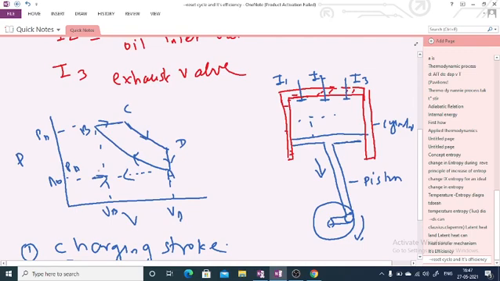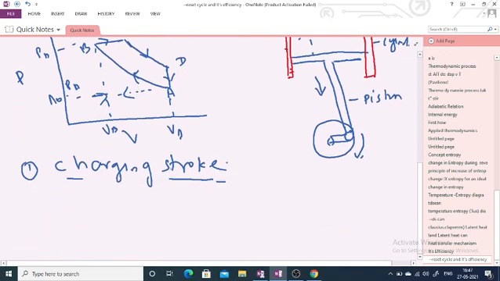The volume increases from A0 to A. The volume of the cylinder increases up to VA. So in the charging stroke, volume increases from 0 to VA. The temperature is T and the pressure is constant, so it is called isobaric. This same process is there in the auto engine charging stroke.